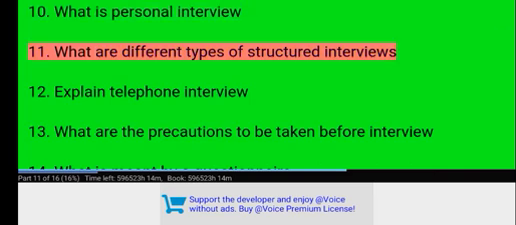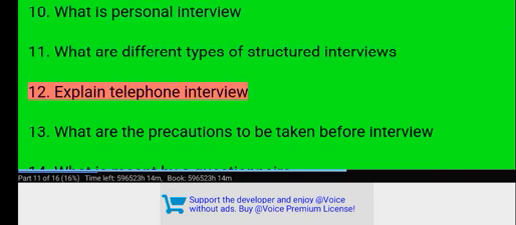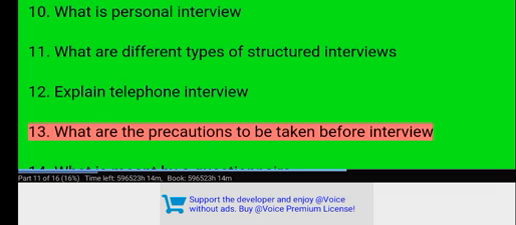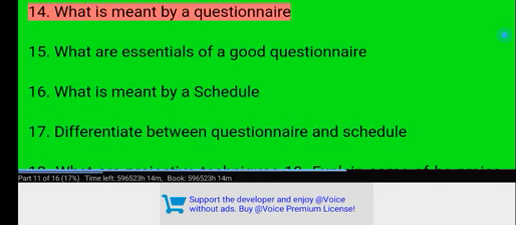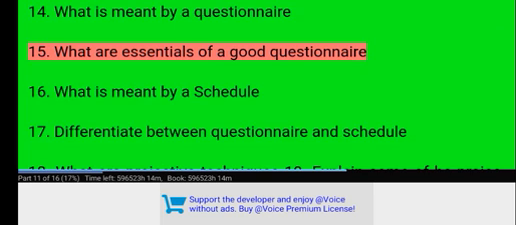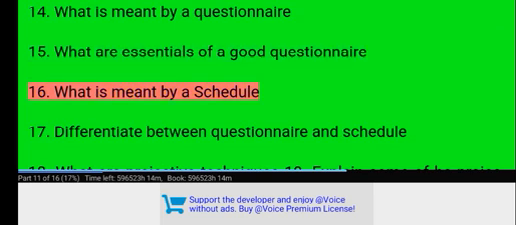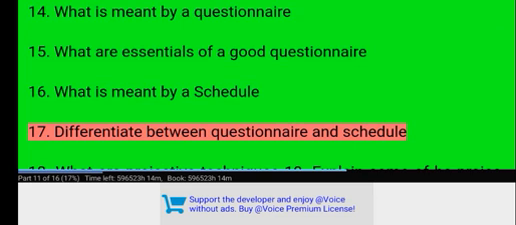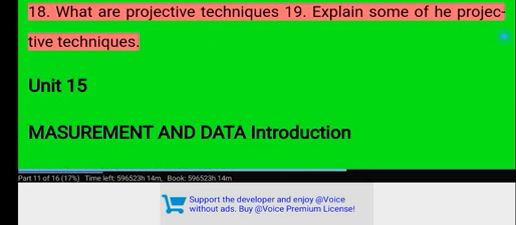11. What are different types of structured interviews? 12. Explain telephone interview. 13. What are the precautions to be taken before interview? 14. What is meant by questionnaire? 15. What are essentials of a good questionnaire? 16. What is meant by schedule? 17. Differentiate between questionnaire and schedule. 18. What are projective techniques? 19. Explain some of the projective techniques.